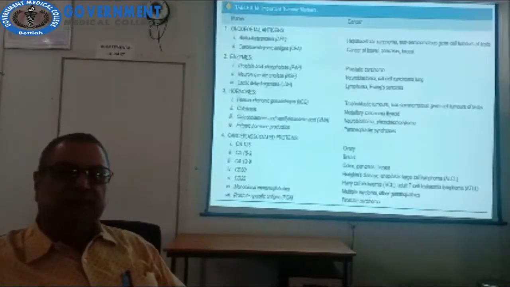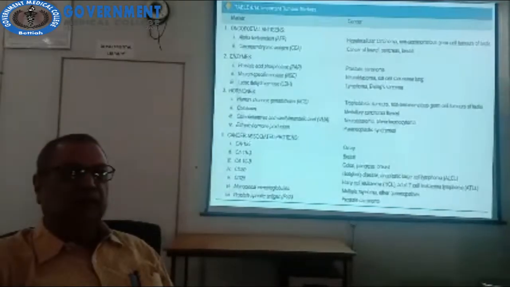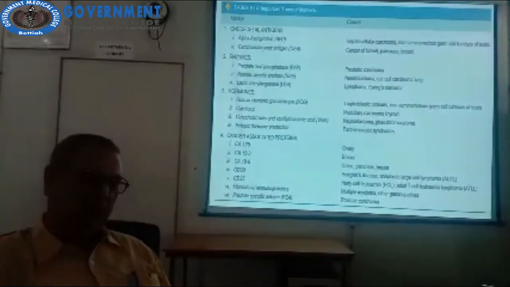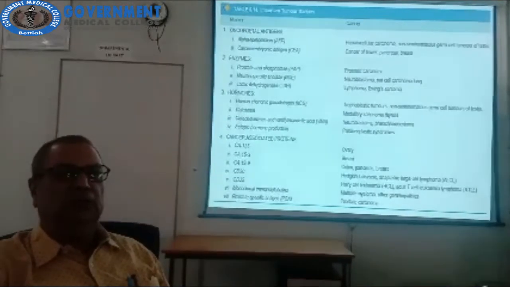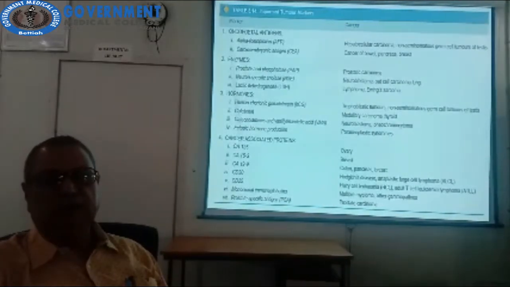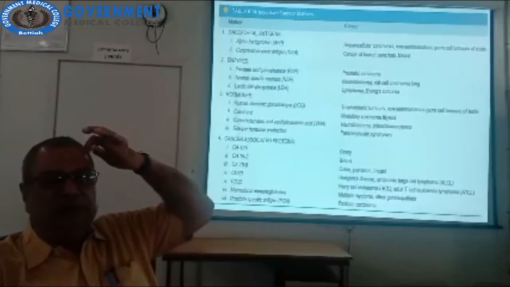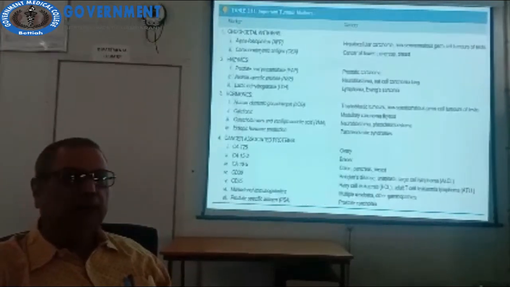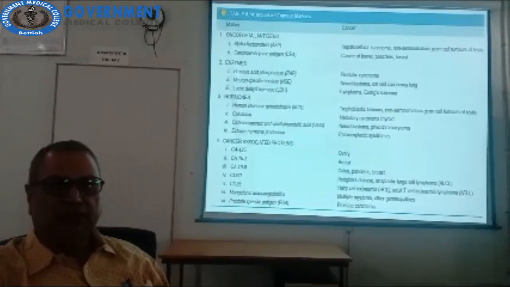Oncofetal antigens: alpha-fetoprotein is present in hepatoma, hepatocellular carcinoma. Carcinoembryonic antigen is positive in adenocarcinoma of the stomach or colorectal carcinoma. Pancreatic oncofetal antigen is positive in case of pancreatic cancer. Then enzymes: prostatic acid phosphatase is an important marker for prostatic carcinoma. Neuron-specific enolase for neuroblastoma and lung carcinoma. Then lactate dehydrogenase for lymphoma and Ewing sarcoma.